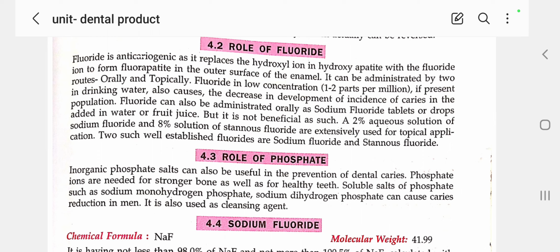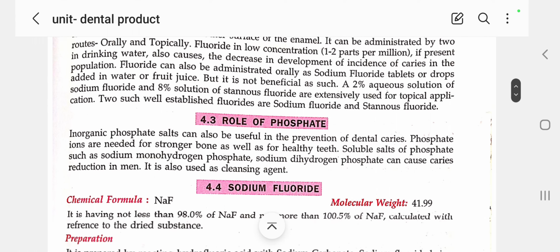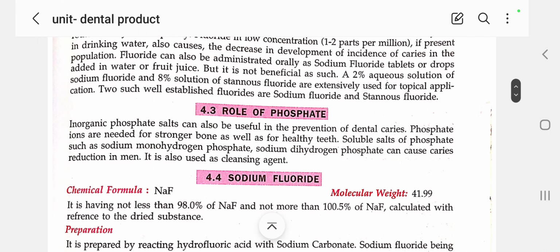So fluoride can also be administered orally as sodium fluoride tablets or drops. Drops of sodium fluoride and an 8% solution of stannous fluoride are extensively used for topical application. So two well-established fluorides are sodium fluoride and stannous fluoride. These two inorganic substances play a major role.